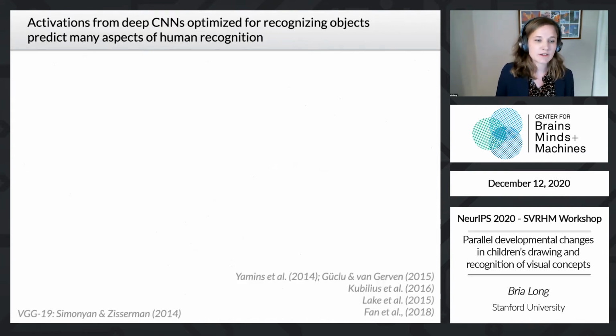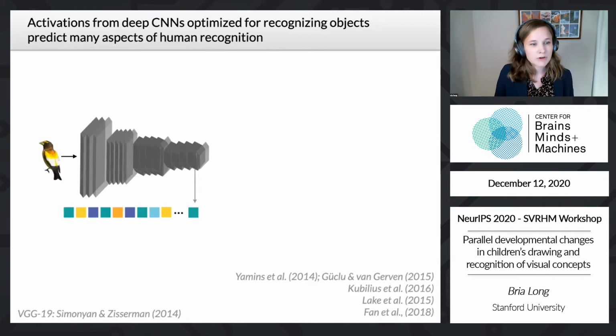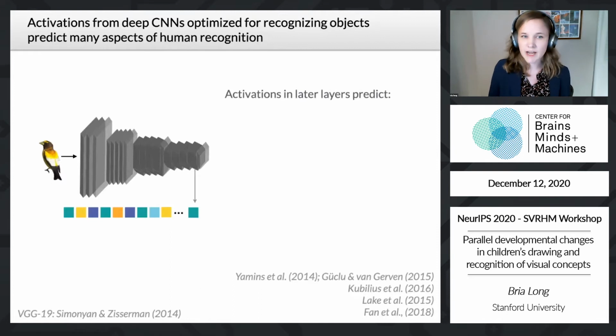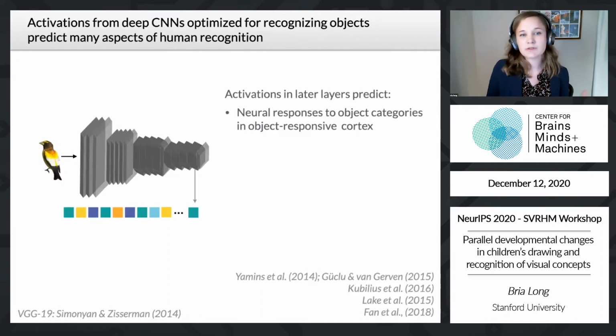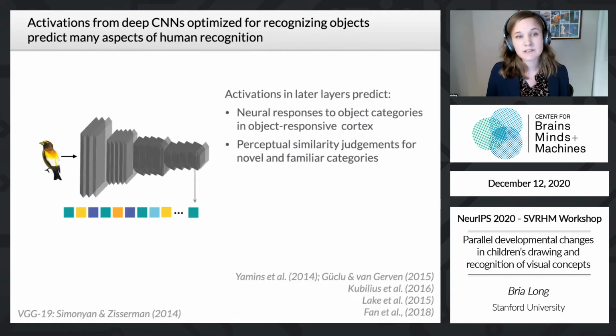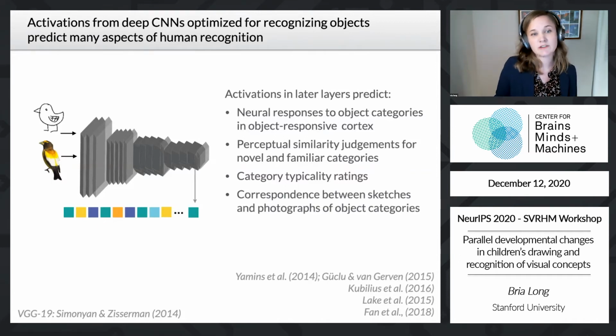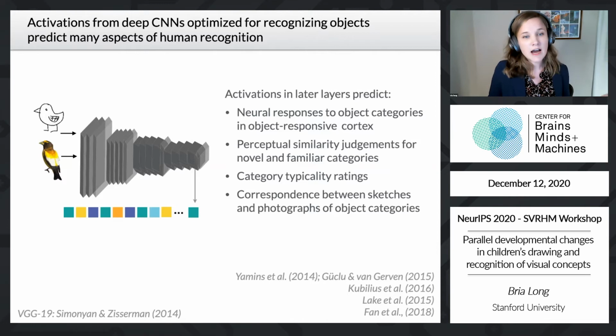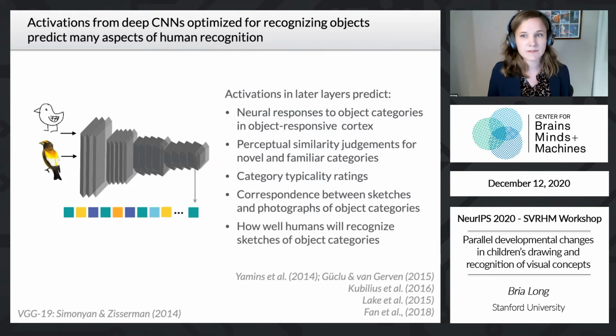Now, with these data in hand, we needed a principled way of analyzing them. And here we capitalized on prior work validating the use of deep convolutional neural networks, optimized to recognize objects in natural photographs as a good basis for predicting many aspects of human recognition. Indeed, as you all probably know, a wealth of work has shown now that activations in these later layers predict neural responses to object categories in object responsive cortex, perceptual similarity judgments for both novel and familiar categories, category typicality ratings to some extent, as well as the correspondence between sketches and photographs of object categories, and indeed how well humans can recognize sketches of object categories.